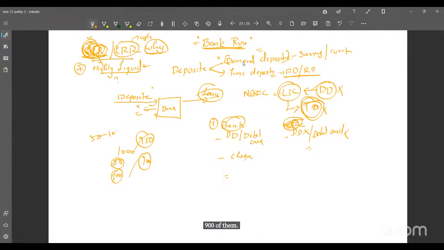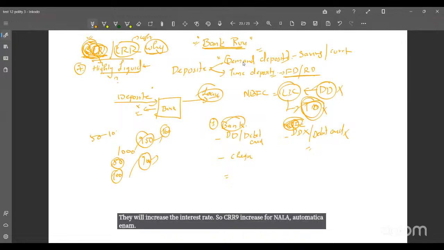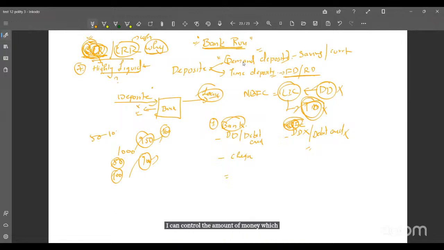அந்த ப்ரீவியஸ் இதுல நம்ம என்ன பார்த்தோம்? எஸ்பிஐ have to earn 100 rupees பார்த்தோம். ஸோ முதல்ல 950 வச்சு 100 rupees earn பண்ண போதும். இப்போ 900 வச்சு 100 rupees earn பண்ணணும். ஸோ அப்படி இருக்கும்போது they will increase the interest rate. புரியுதுங்களா? ஸோ சிஆர்ஆர் நான் இன்க்ரீஸ் பண்ணாலே ஆட்டோமேட்டிக்கா என்ன ஆகும்? I can control the amount of money which is in circulation.